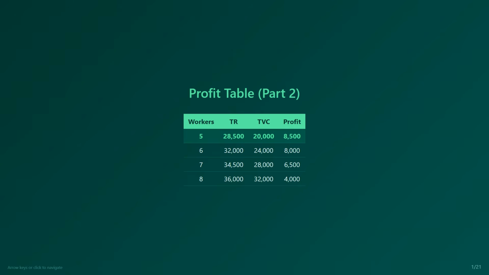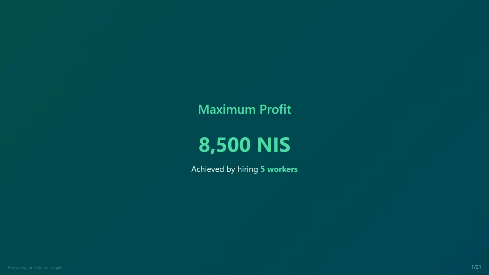Worker 5, revenue 28,500 minus variable cost 20,000 equals profit 8,500. Worker 6, revenue 32,000 minus variable cost 24,000 equals profit 8,000. Worker 7, revenue 34,500 minus variable cost 28,000 equals profit 6,500. Worker 8, revenue 36,000 minus variable cost 32,000 equals profit 4,000.